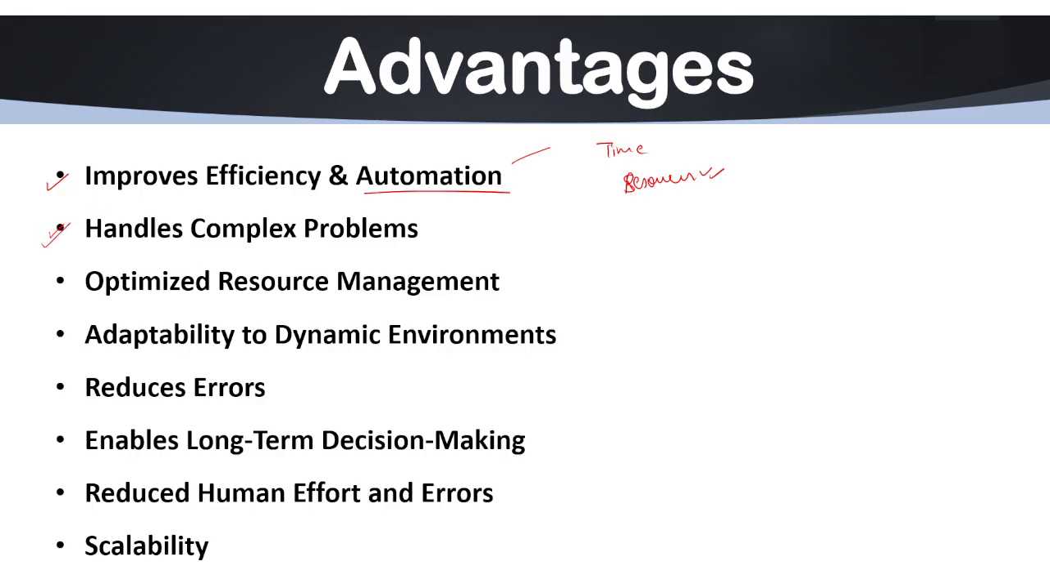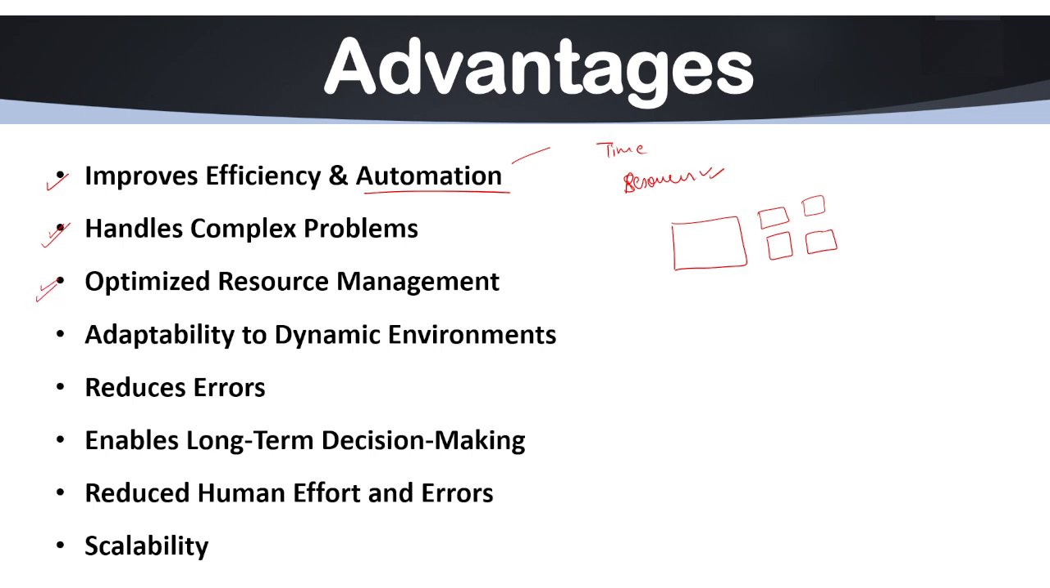Another advantage is it handles complex problems. So AI planning can break down complex problems. We have already discussed this point. Like I have a bigger problem, AI planning system can break these problems into small parts, right, into manageable steps, we can say. It is basically useful in robotics, logistics, and game AI. For example, we have self-driving cars. Self-driving cars use planning to navigate safely.